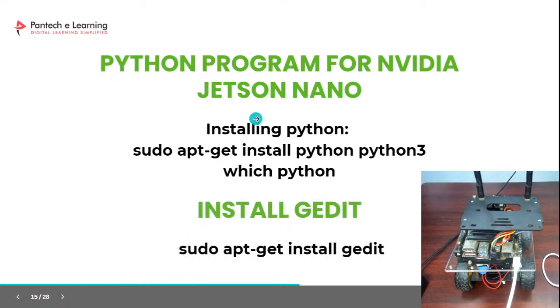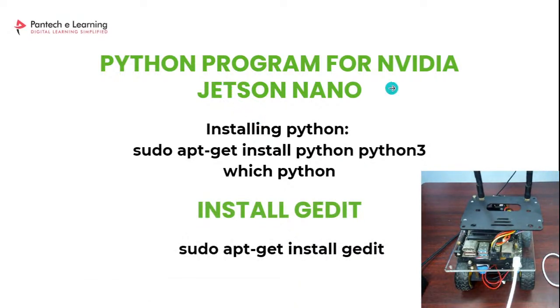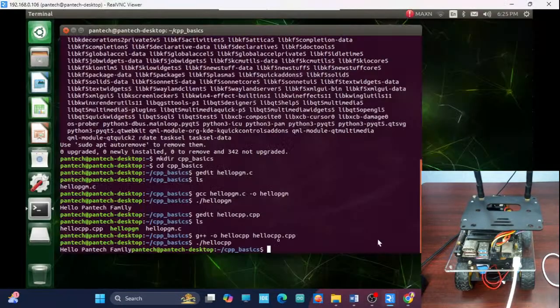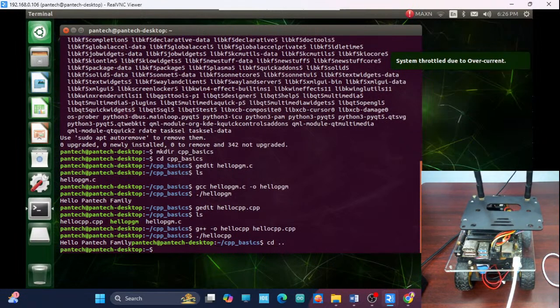Okay, so now we are going to do a Python program for NVIDIA Jetson Nano. Let's get back to the terminal. Here we need to come out of the CPP basics. Okay, so now we are in the home directory.